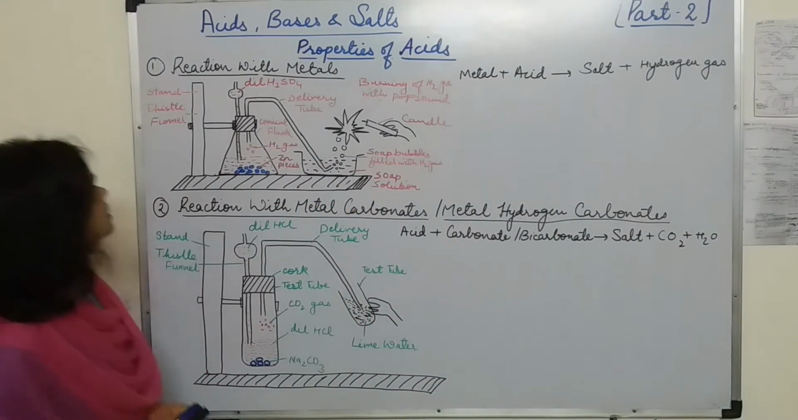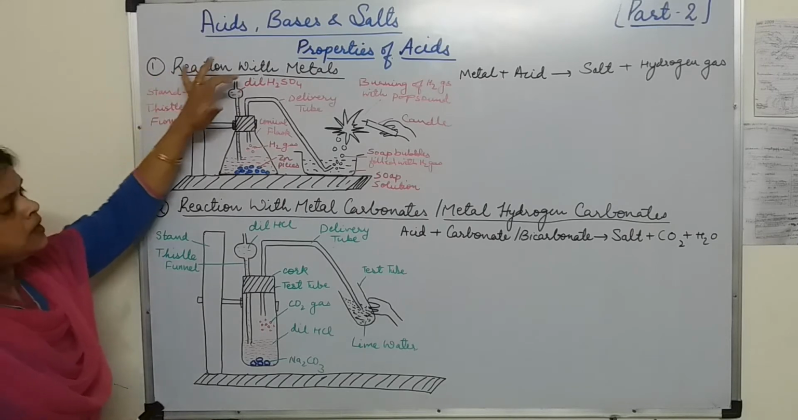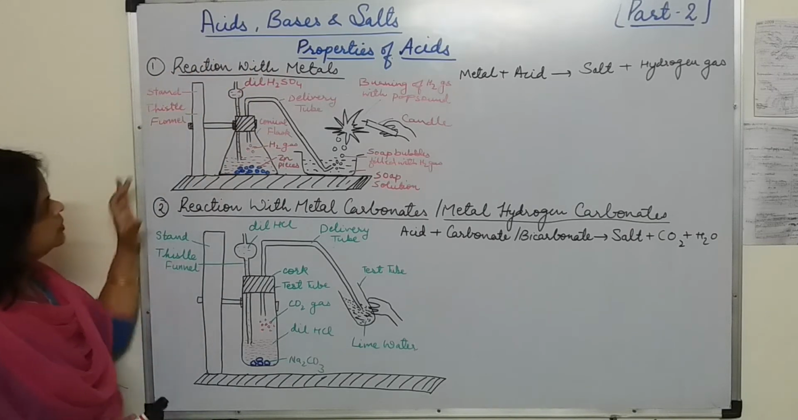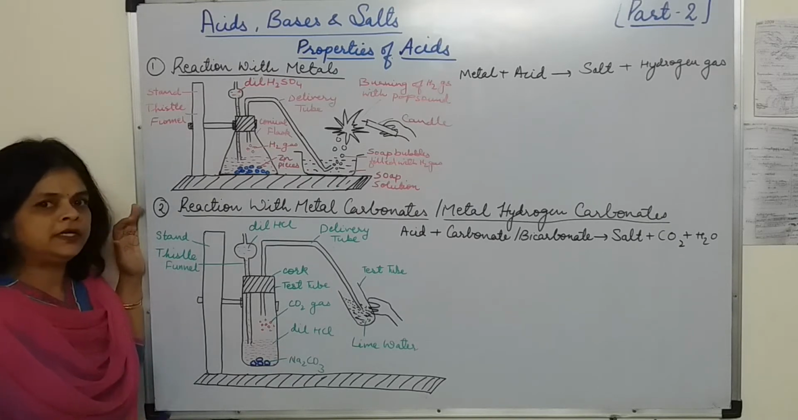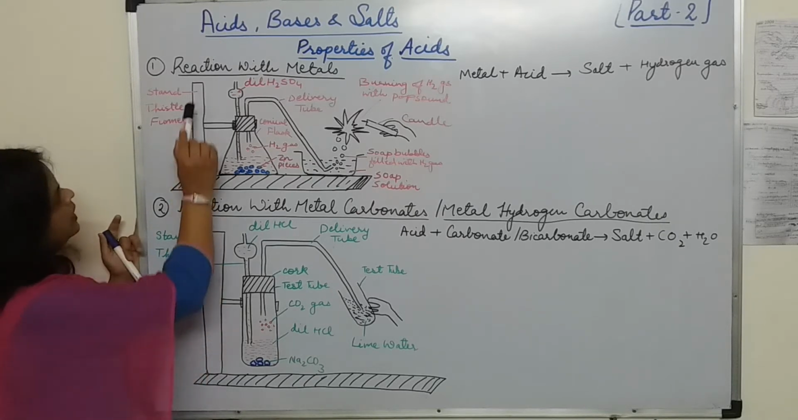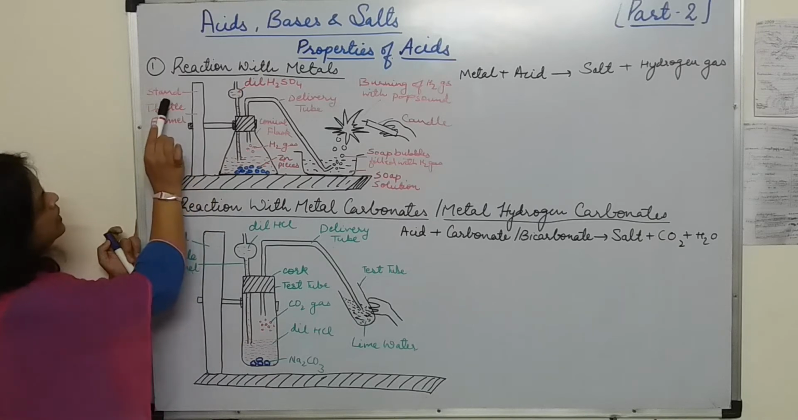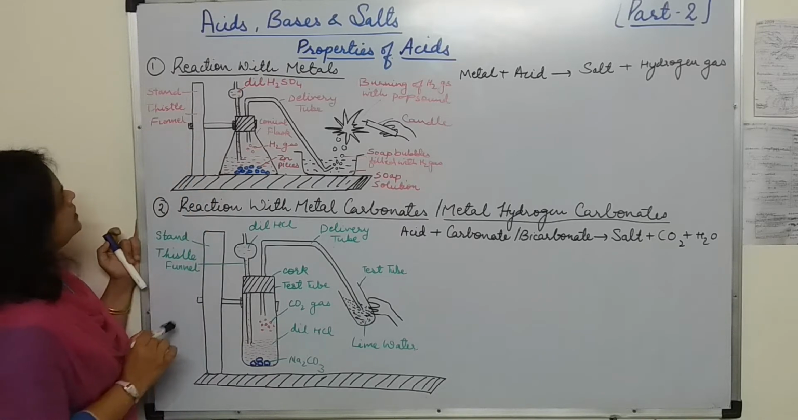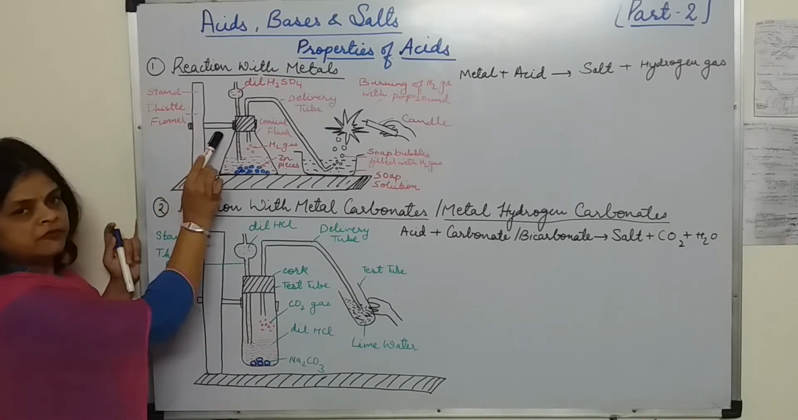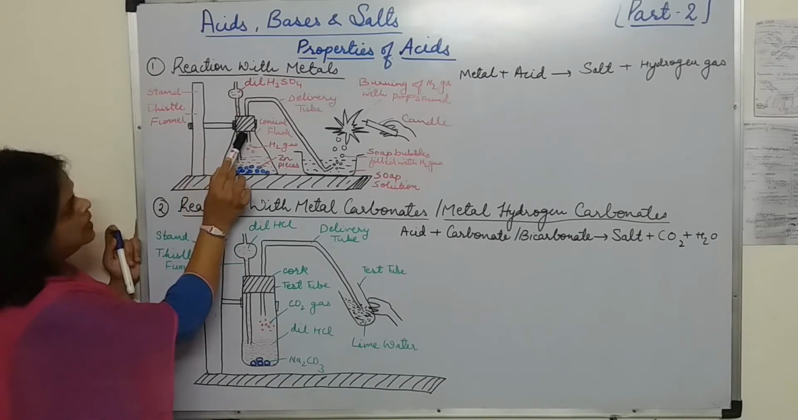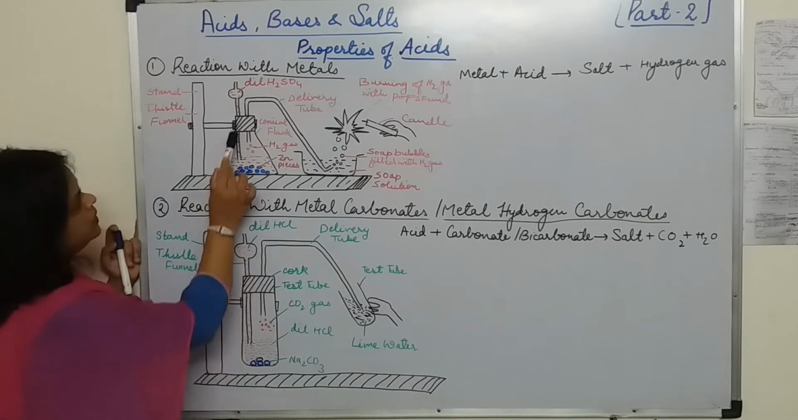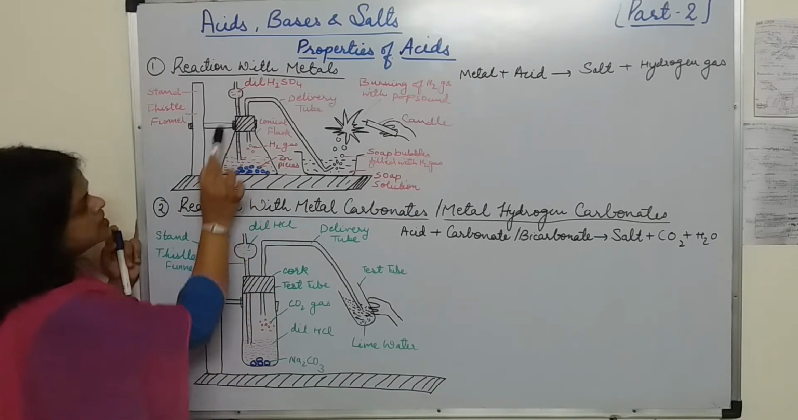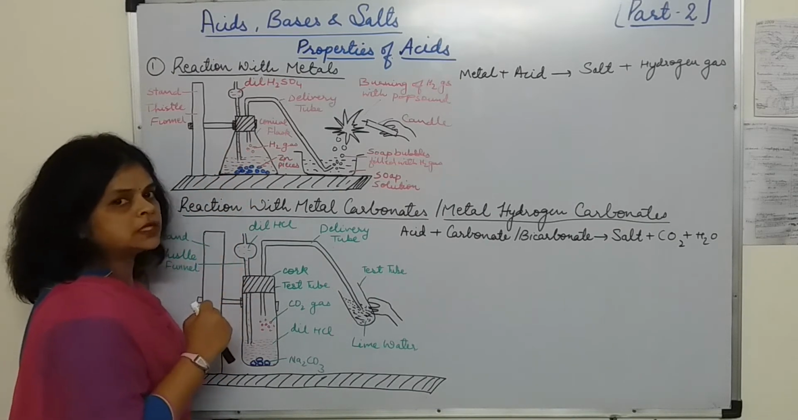First let's see the reaction of acids with metals. Here I have drawn a diagram. First let's understand the diagram and then we will write the equations. Here I have drawn a stand, marked as stand, and there is a clamp. With the help of this clamp, a conical flask has been fixed. Now in this conical flask a cork has been put, with two holes in it.